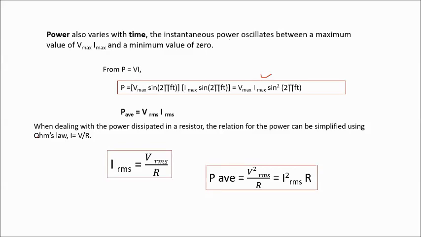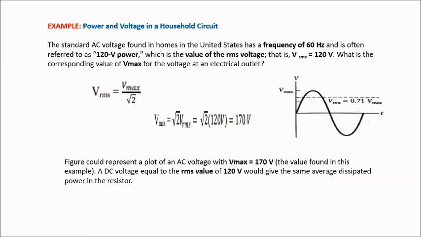So using again Ohm's law, when we have this, IRMS is equal to VRMS over R, and to find power, IRMS squared times resistance. So example, power and voltage in household circuit.